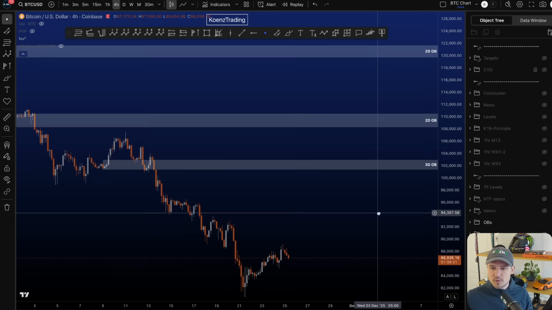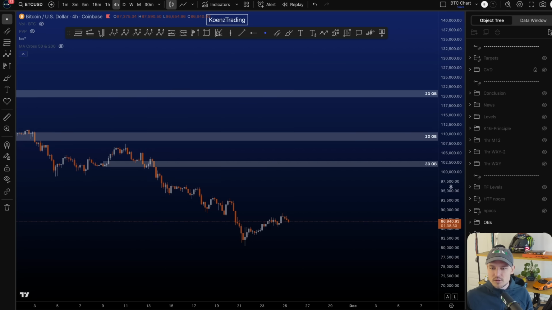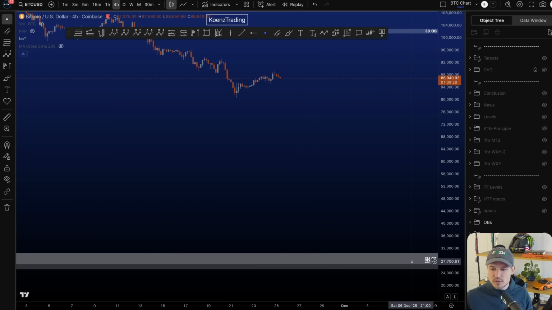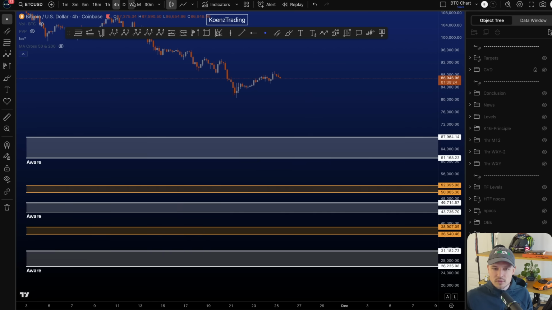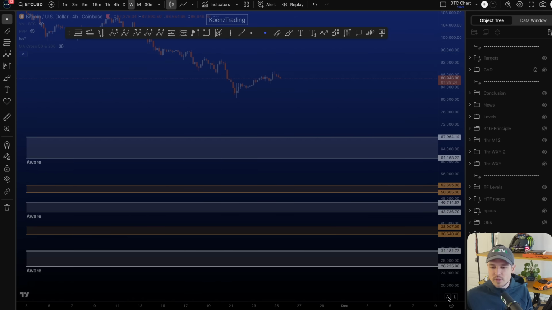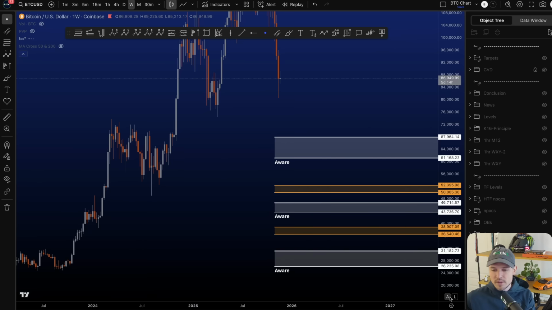Then we have order blocks here on my chart to the upside mainly and one to the downside all the way down here below 30K. And then we have the aware zones. These are relevant for more like weekly time frame analysis. So let me switch to the weekly time frame.